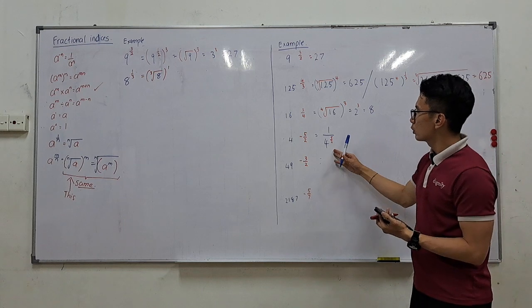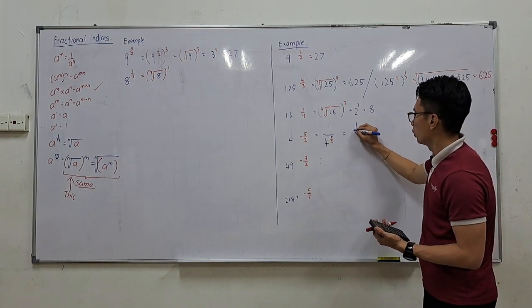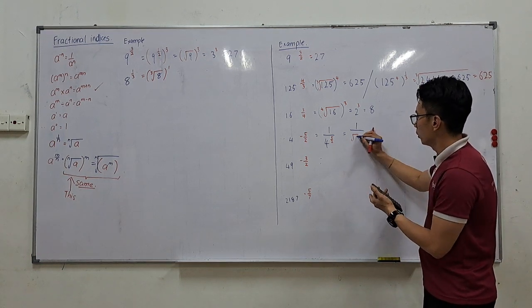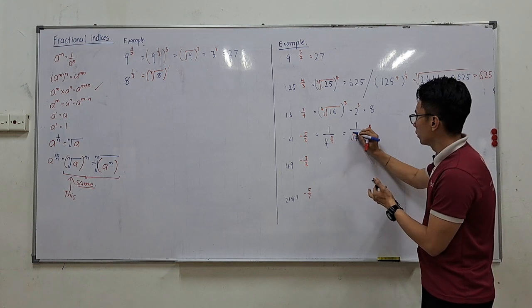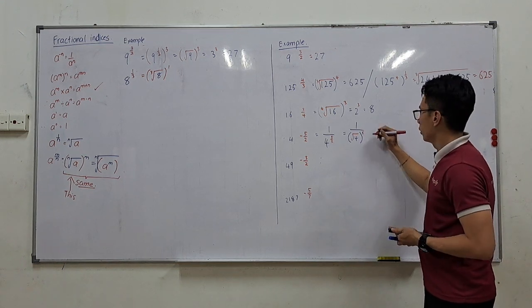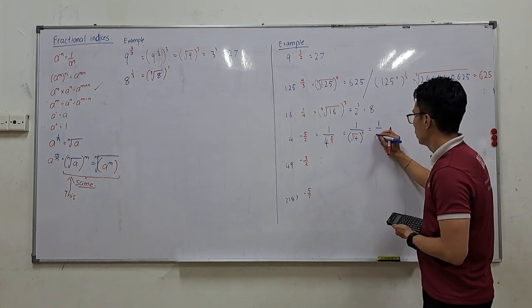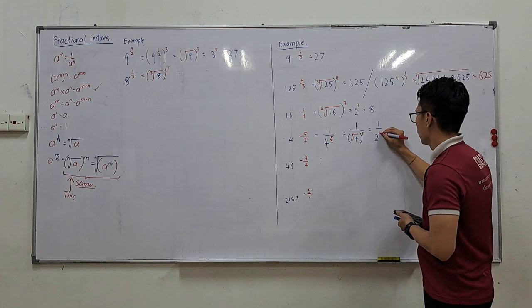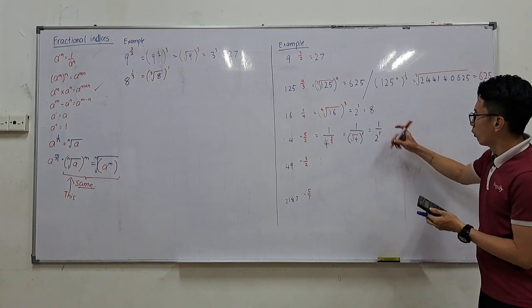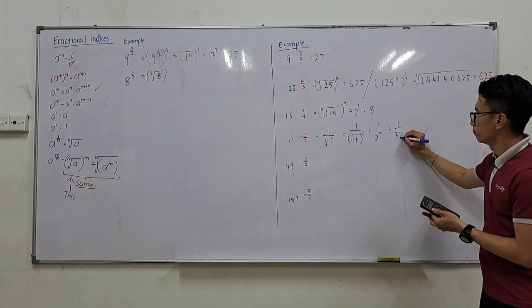And then we can just do the same thing as what we have done so far. So what I will get is 1 over the square root of 4, and this whole number here, I will raise to the power of 5. And what do I get over here? I will get 1 over 2 to the power of 5. 2 to the power of 5 will give me 1 over 32.